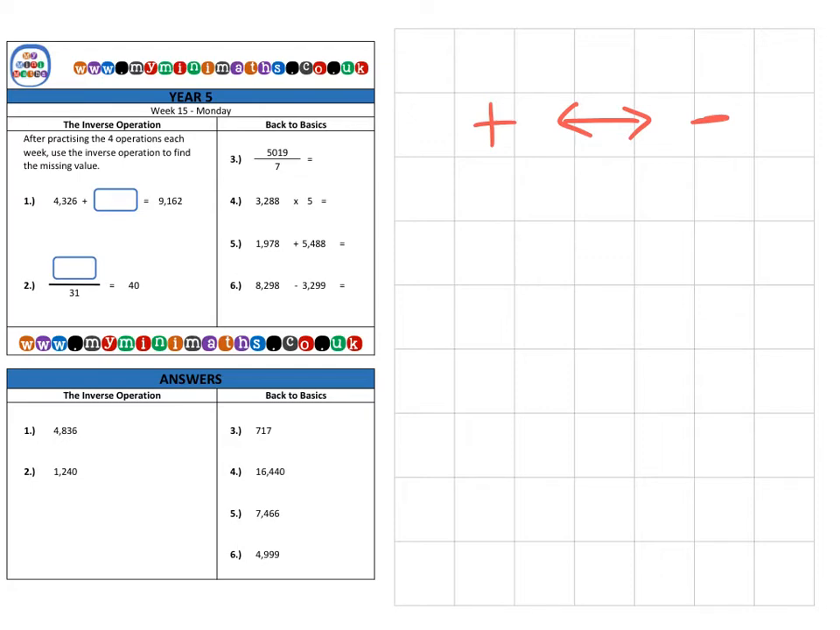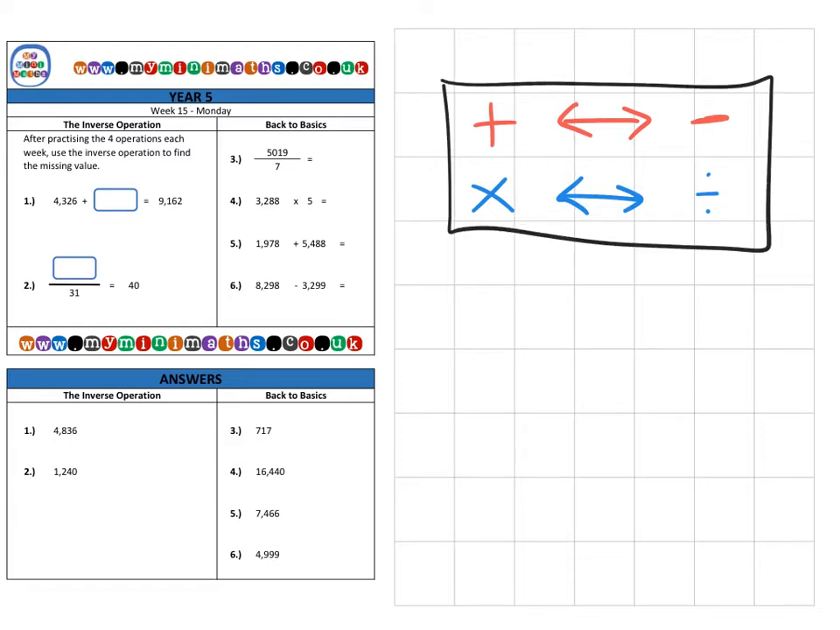And then second of all, if we take multiplication, the inverse, the opposite of multiplying something is to divide it, and then the opposite of dividing something is to multiply it. So these are the inverse operations that we need to be aware of, and these are going to be really useful for many years to come.